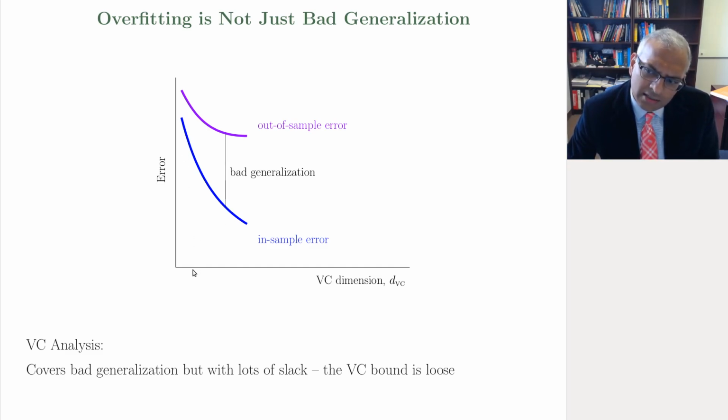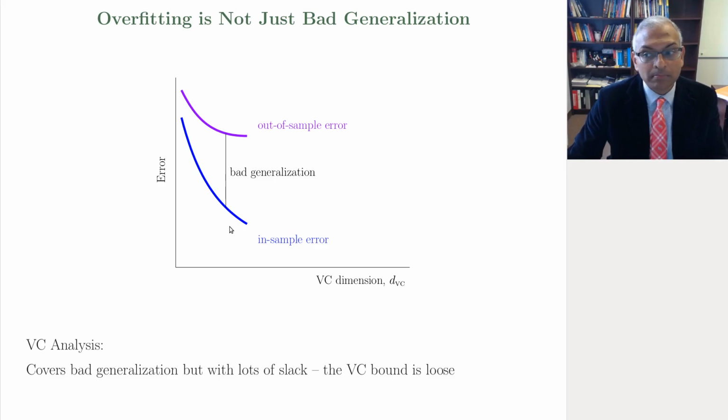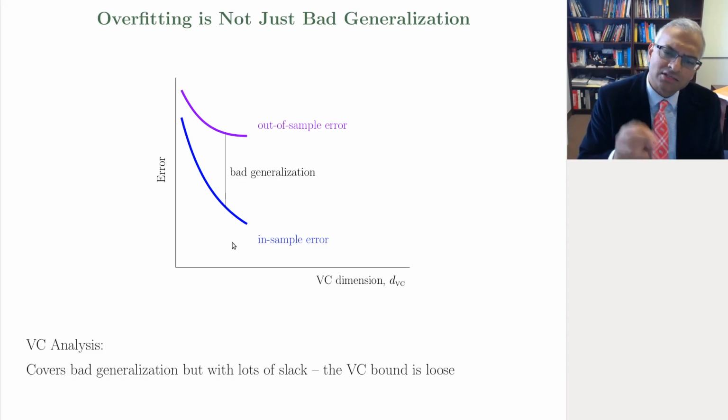As you give me a larger and larger VC dimension, I'm getting the in-sample error lower and lower, i.e. I'm fitting the data more and more. And as I fit the data more and more, I'm getting lower and lower out-of-sample error. And that's great, because that's all I care about, the out-of-sample error. So it's not a bad idea to fit the data more and more. So what's this business about fitting the data more than is warranted?